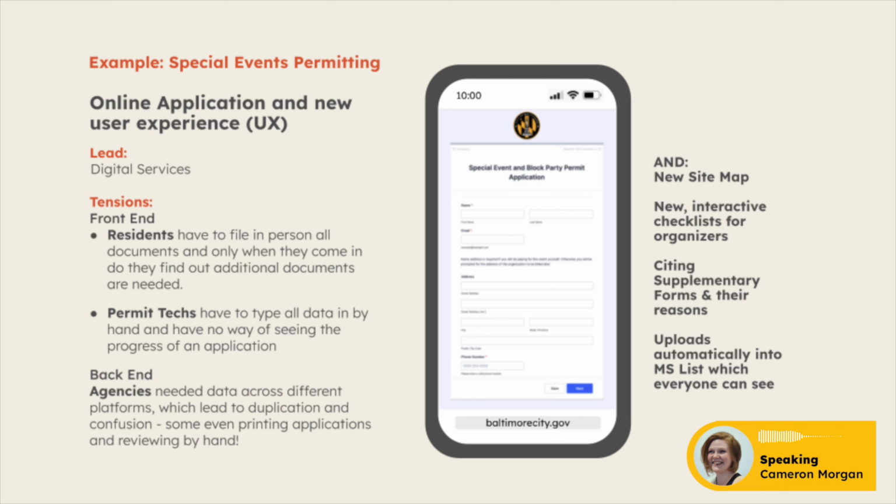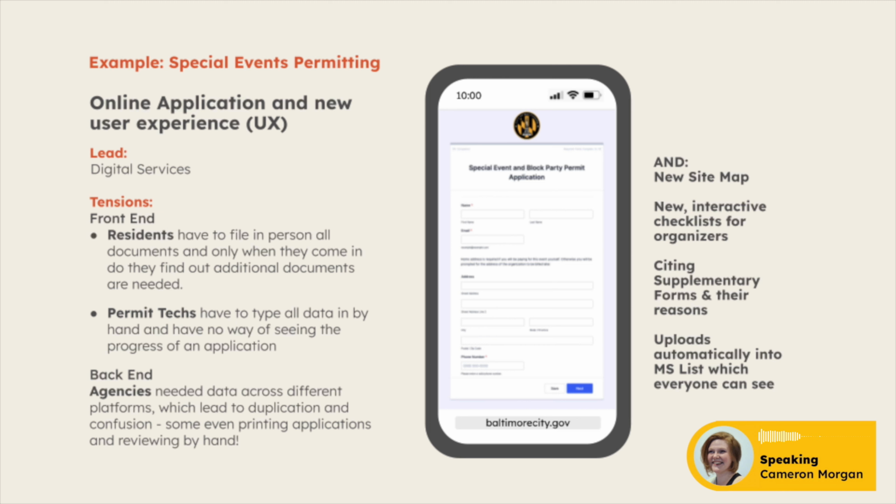And then some agencies, after permit techs had lovingly input that data by hand, were then printing them out to review them in an analog way. So there were a lot of different processes going on here. So the way the digital services team sought to remedy this was putting that application online.